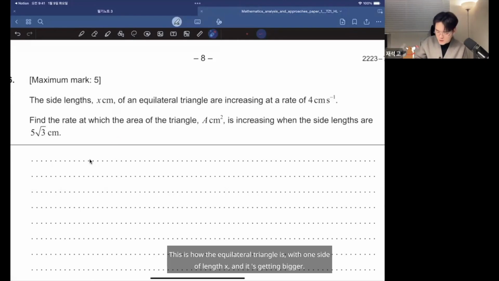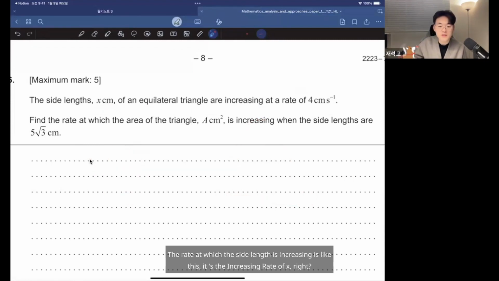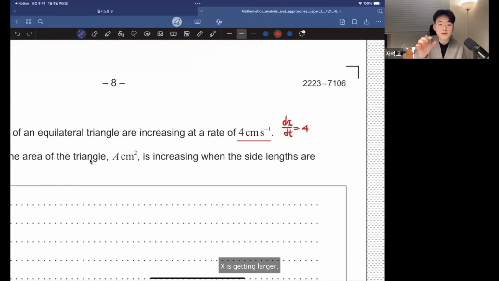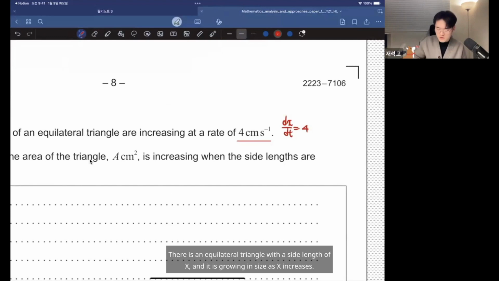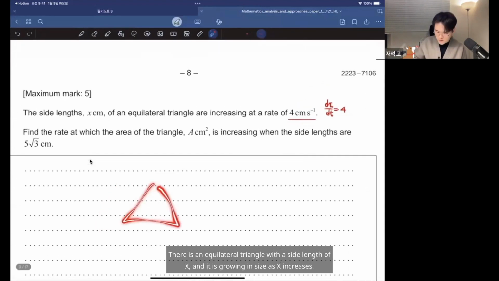This is how the equilateral triangle is, with one side of length x, and it's getting bigger. The rate at which the side length is increasing is like this. It's the increasing rate of x, right? We've got to think about the rate of change of x with respect to time, dx/dt. x is getting larger. There is an equilateral triangle with a side length of x, and it is growing in size as x increases.